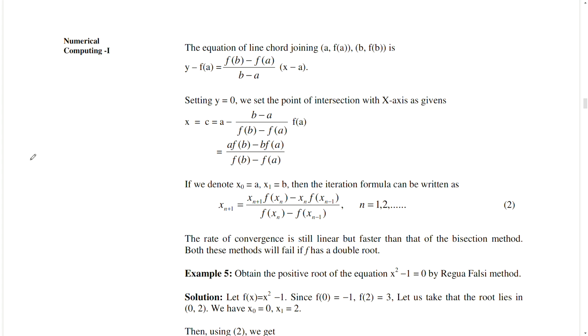The equation of the chord joining (A, f(A)) and (B, f(B)) is y minus f(A) equal to (f(B) minus f(A)) by (B minus A) times (x minus A). Setting y equal to 0, we get the point of intersection with the x-axis as x equal to c equal to A minus (B minus A) by (f(B) minus f(A)) times f(A), which equals (A f(B) minus B f(A)) by (f(B) minus f(A)).